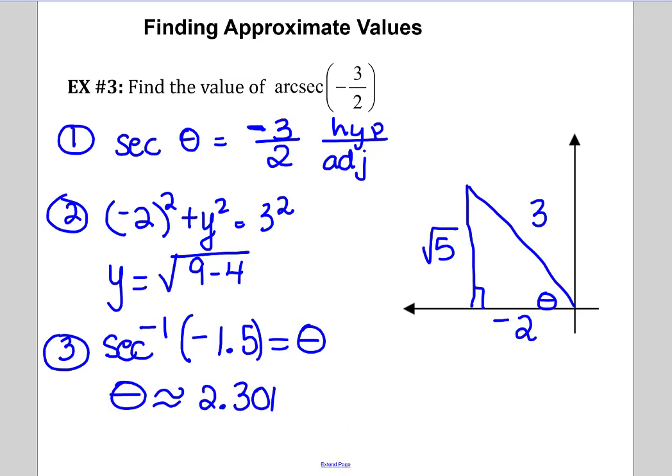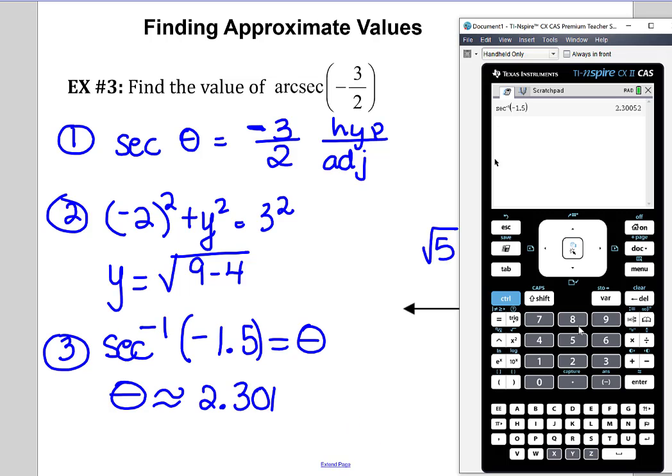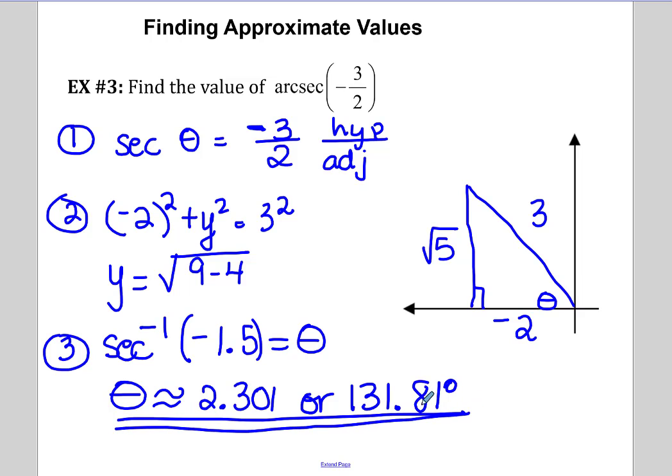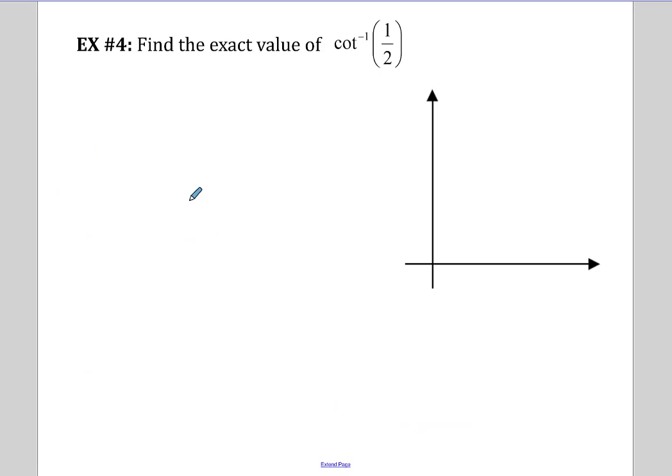And then if I want to convert that to a decimal degree, we can multiply that by 180 and divide by pi and get a decimal approximation of about 131 degrees. Or we can say it's about 131.81 degrees. So either one of these, depending on what your teacher prefers. Radian or degree measure. And here's one for you to try.